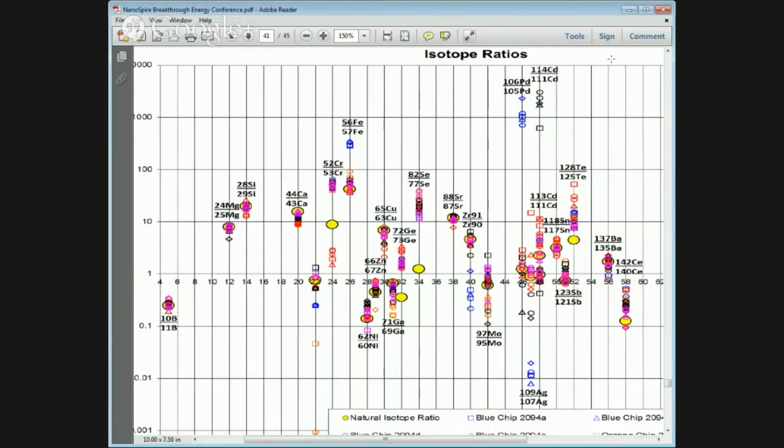Now, I'm glad you raised that question. In fact, I've concluded that it's roughly half and half. About half of the transmuted material is coming from the water, and then the other half from the substrate.